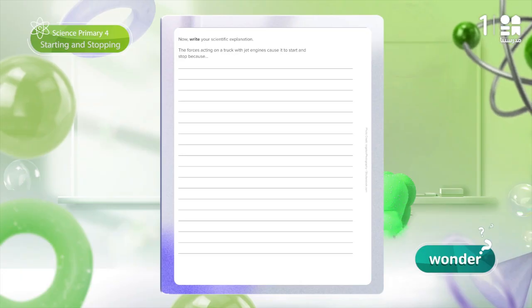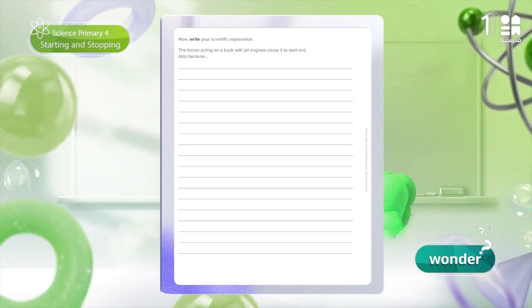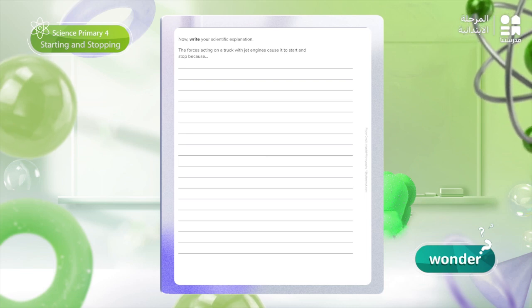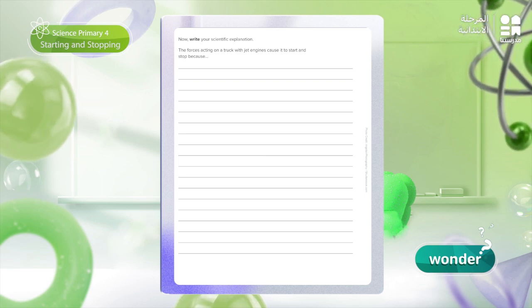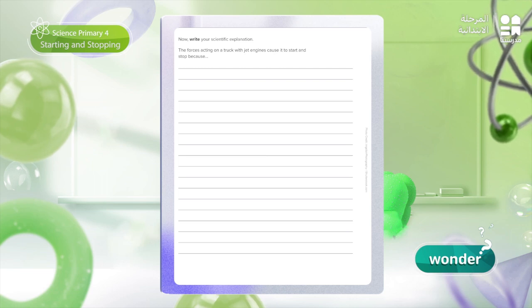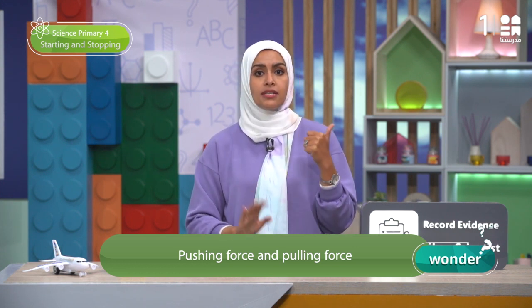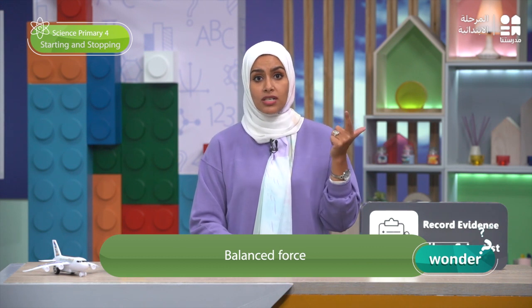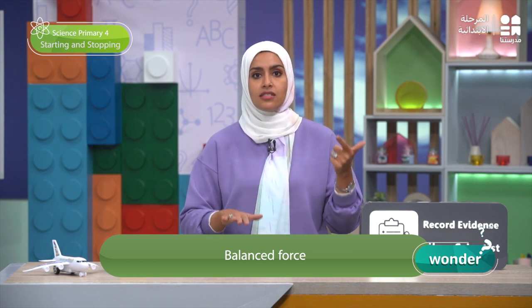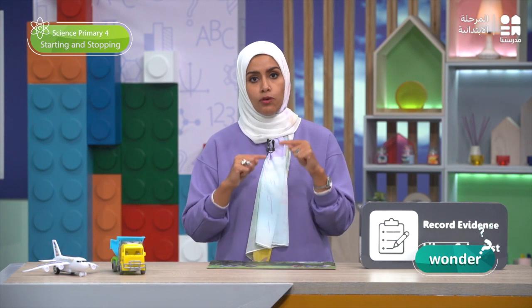Let's go back to our book page 158 and record the scientific explanation about the question we chose. I choose the question of how do forces act on starting and stopping object, and I wrote my explanation in 3 points. Objects require a force to move them. Force can be pushing or pulling forces. The stable objects are affected by balanced forces, which means equal forces and opposite in direction.